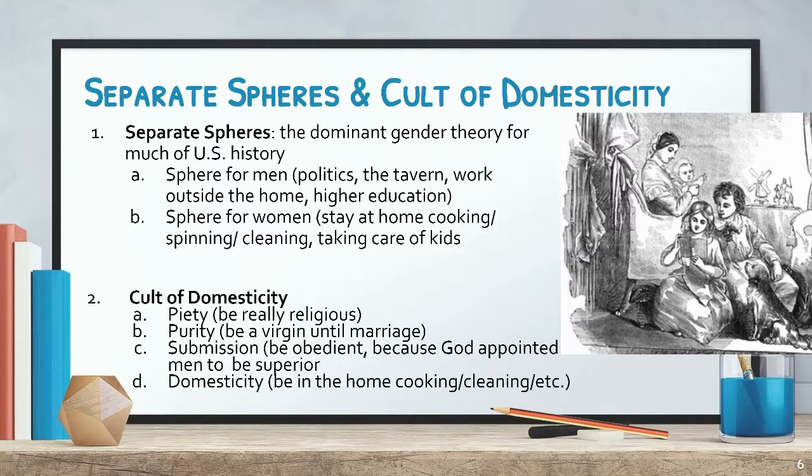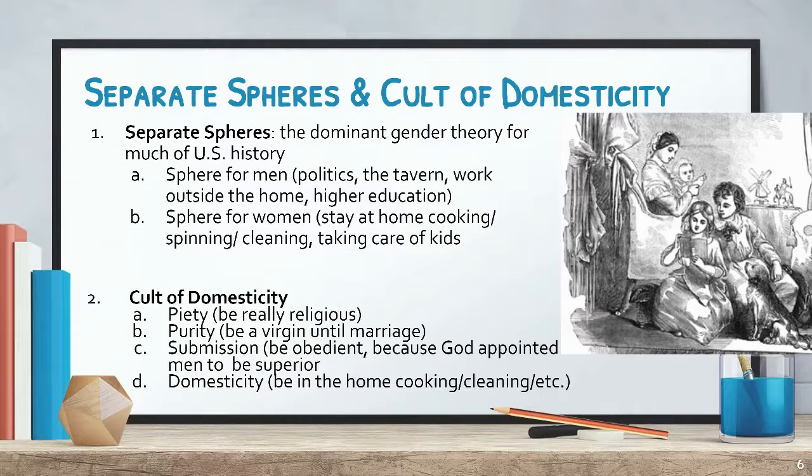history. First are separate spheres and cult of domesticity, which are really one and the same. They are the dominant gender theory for much of U.S. history. With separate spheres, the idea is that men have their places and activities, and women have different ones. For men, their places are politics, work outside the home, the tavern having drinks with their mates, and higher education like college. For women, it is the old trope of staying at home cooking, spinning, cleaning, and taking care of the kids.